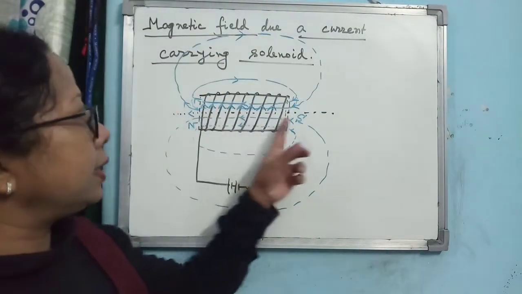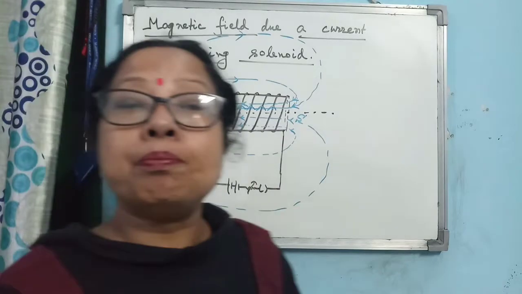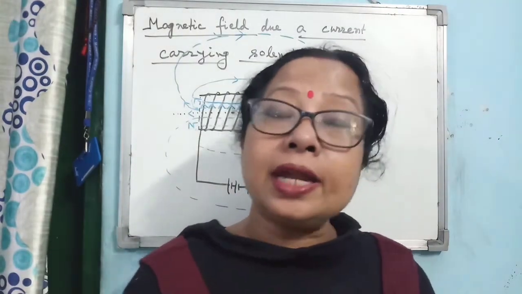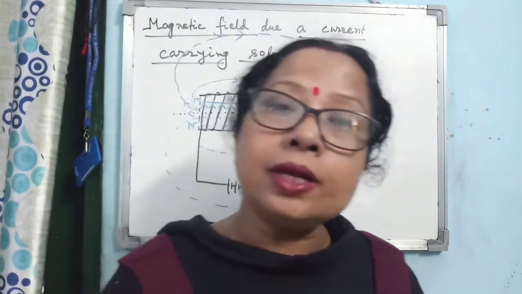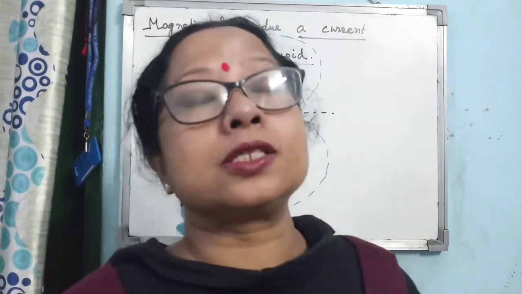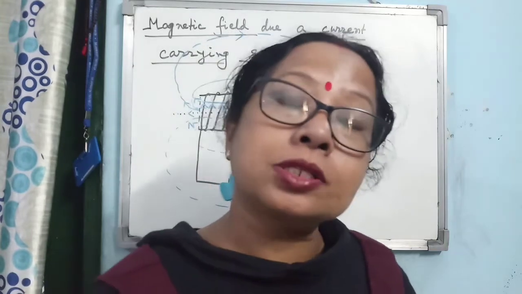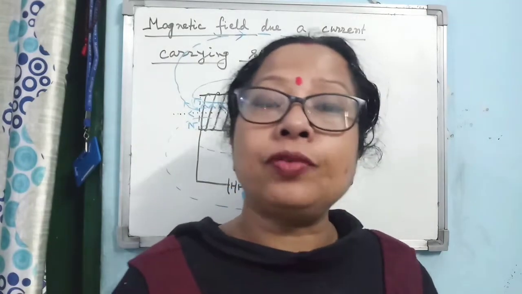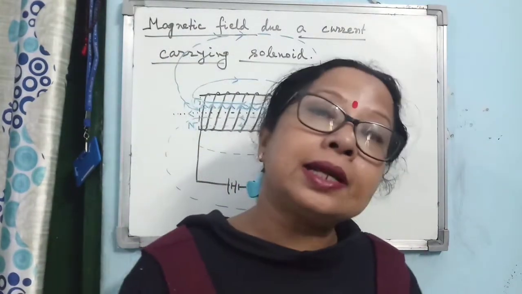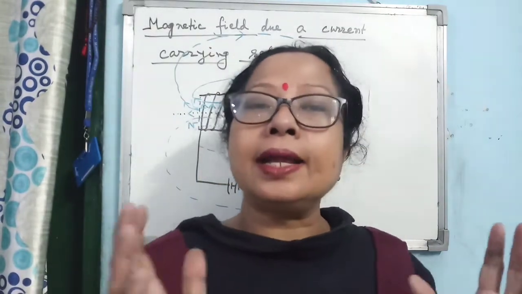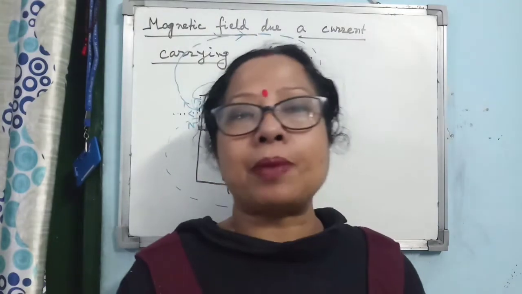Another important point we are observing is that a current carrying solenoid behaves like a magnetic dipole, like a bar magnet. It is very important. How does a current carrying solenoid behave? It behaves like a bar magnet. And you know that if a bar magnet is suspended freely, it always sets itself along the geographic north-south direction. Like that, if a current carrying solenoid is suspended freely, it will set itself along the geographic north-south direction, because it behaves like a bar magnet.